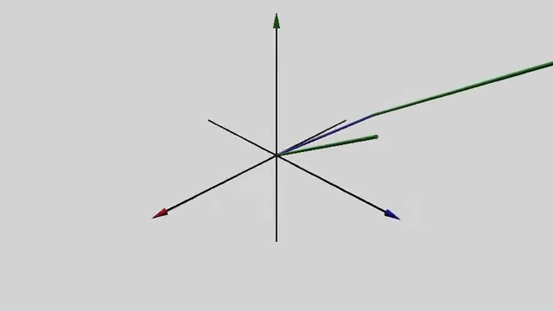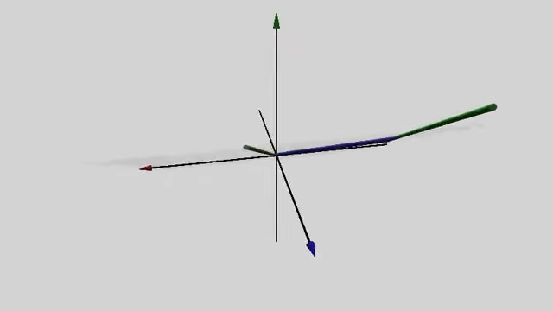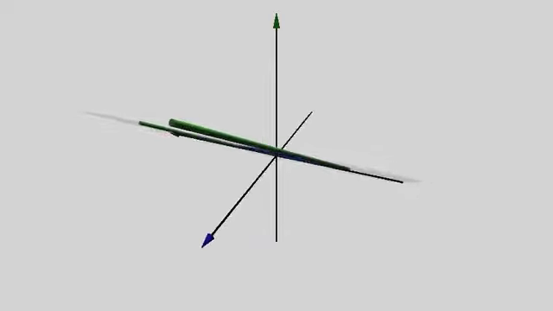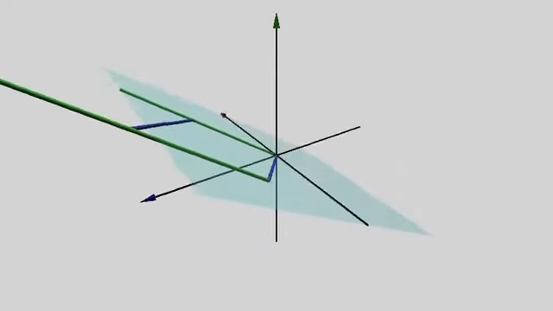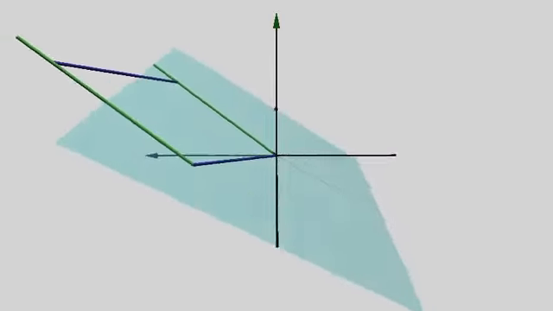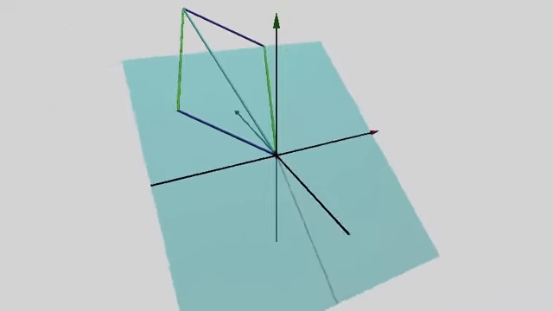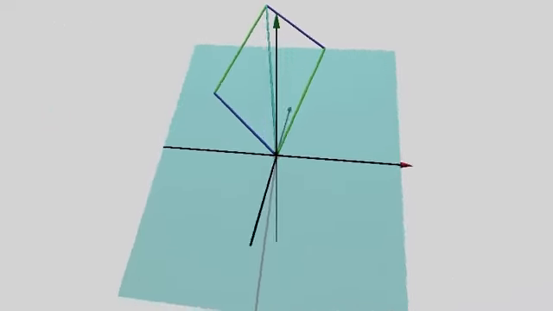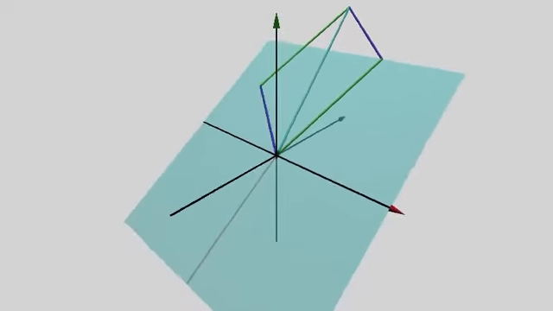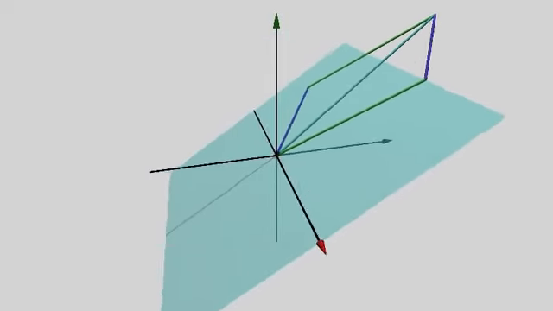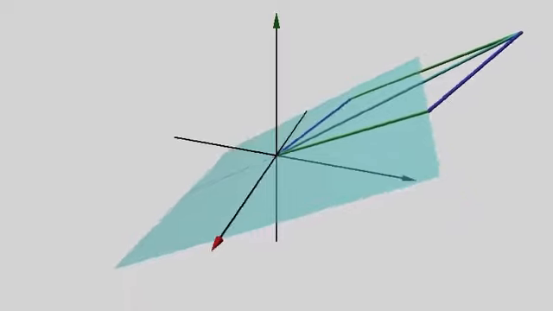Move a copy of each vector to the end of the other vector. The shape of all 4 line segments is a parallelogram lying in one plane. This geometric manipulation coincides with the addition of Euclidean vectors. Move the beginning of one vector to the end of the second, then add the vector from the beginning of the first vector to the end of the second vector.